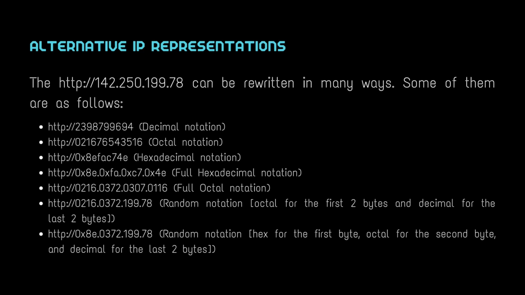The HTTP://142.250.199.78 can be rewritten in many ways. Some of them are as follows: the decimal notation, the octal notation, hexadecimal notation, full hexadecimal notation, full octal, and then the random notation, which is composed of 2 bytes decimal and 2 bytes octal, then the random notation that is composed of hex, an octal, and 2 decimals for the last bytes.